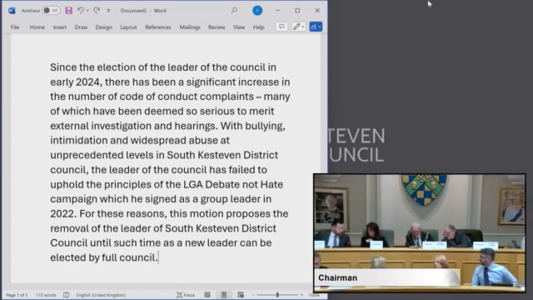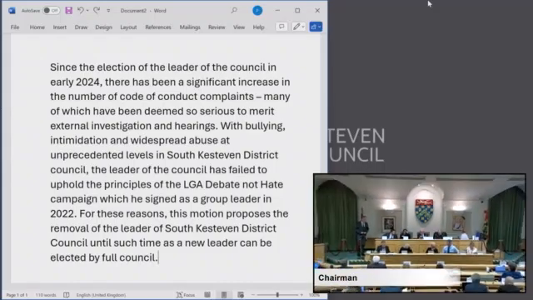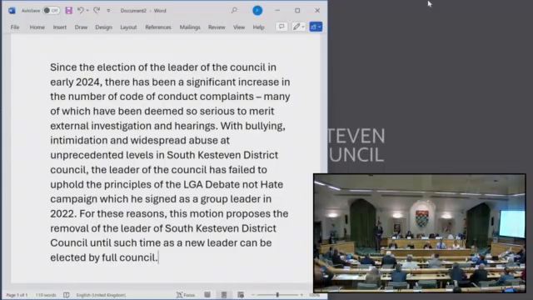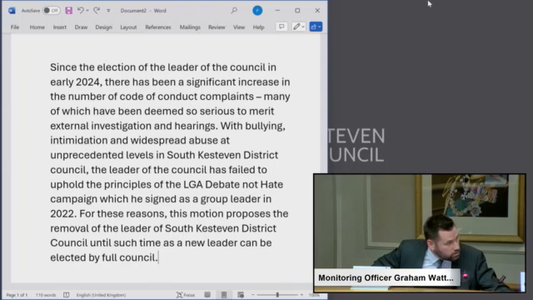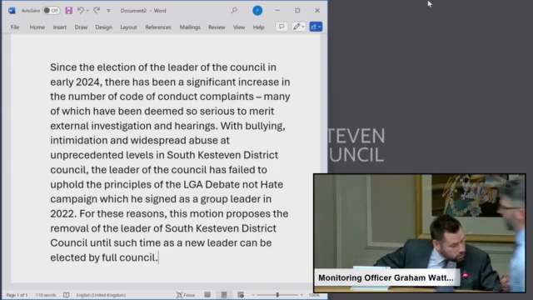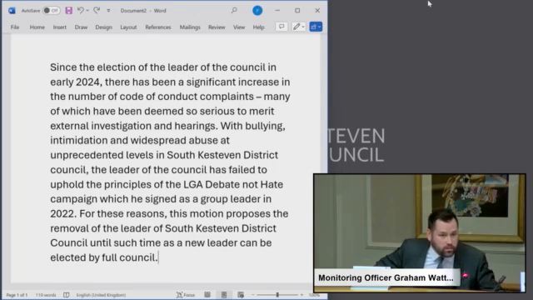For absolute clarity, Chairman, just on the agenda page of your agenda pack, what is being proposed now as an amendment to the motion is that everything is removed apart from the words, "This Council reaffirms the principles of the LGA Debate Not Hate campaign." That is the amendment that we are debating now. Thank you, Chairman.